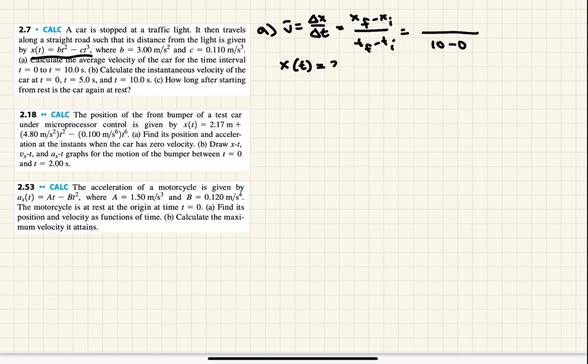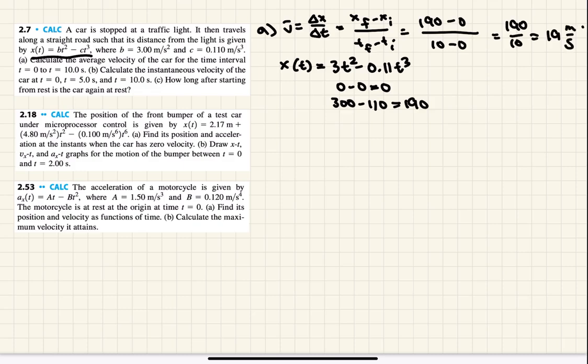x of t is equal to 3t squared minus 0.11 t cubed. And so when t equals 0, that's going to be 0 minus 0, which is just 0. But when t equals 10, that's going to be 3 times 10 squared, or 300, minus 0.11 times 10 cubed, which is 110. That's going to be equal to 190. So it's going to be 190 minus 0 over 10 minus 0, or just 190 over 10, which is just 10 meters per second. That's going to be your average velocity.